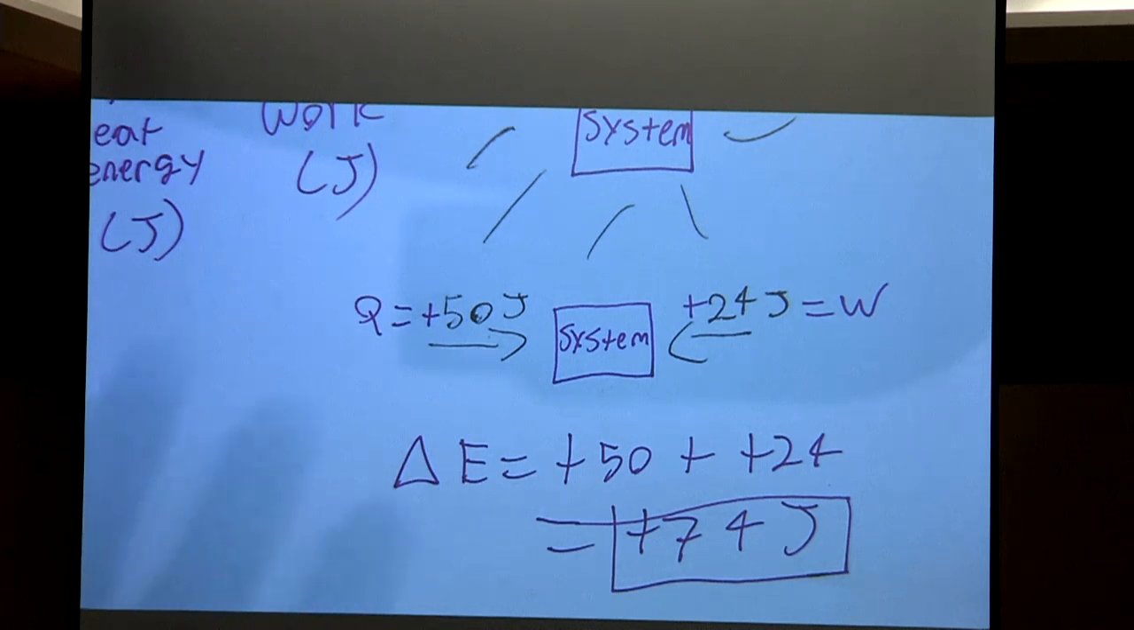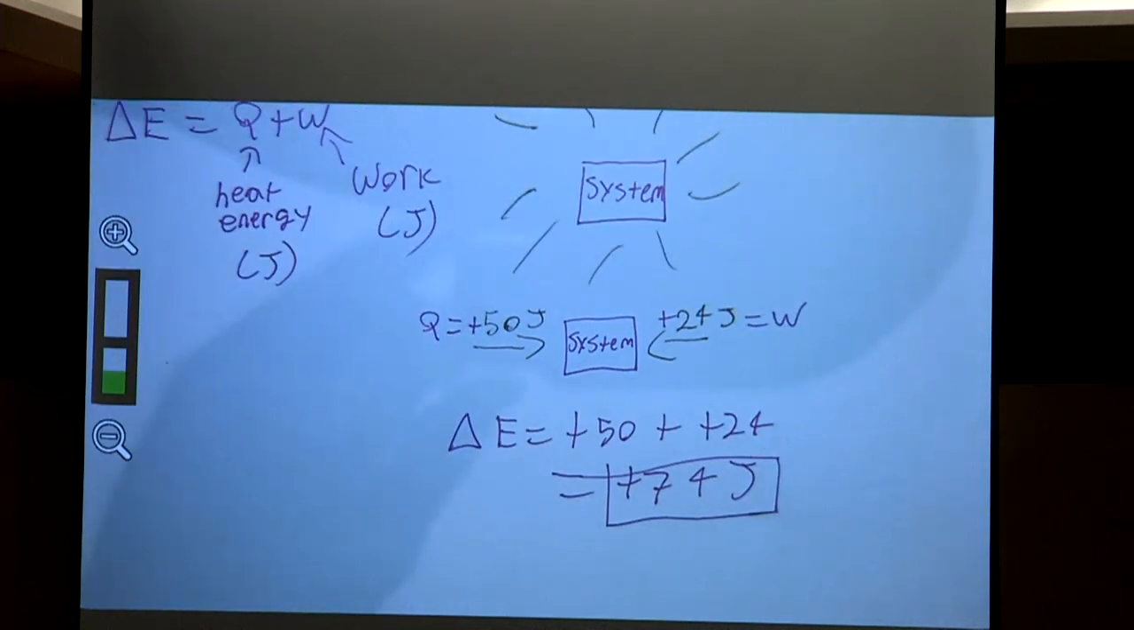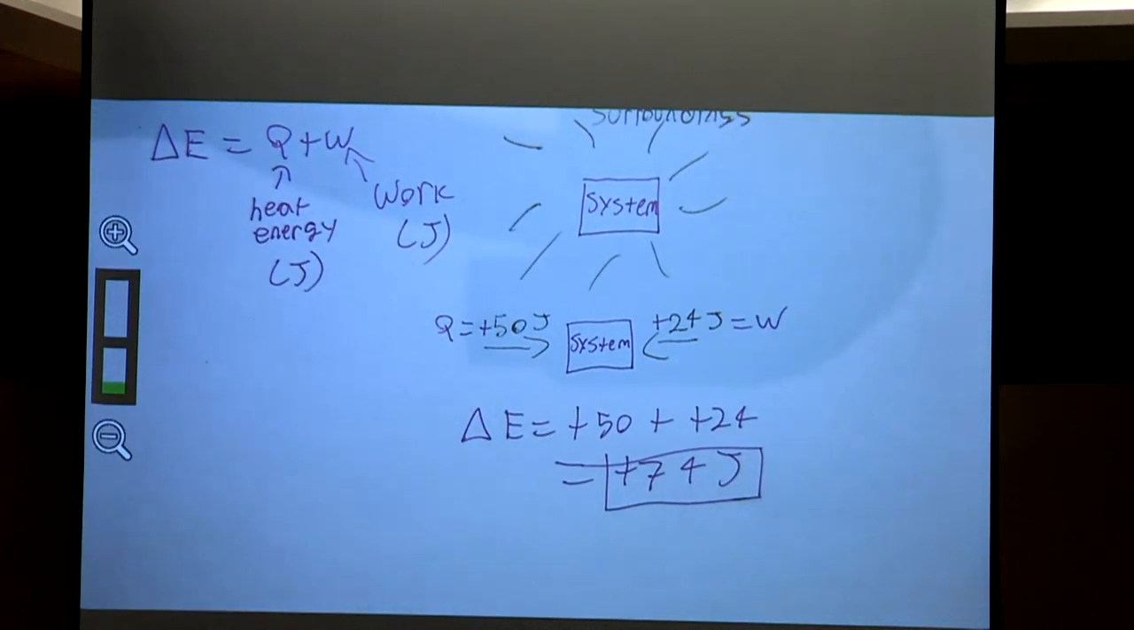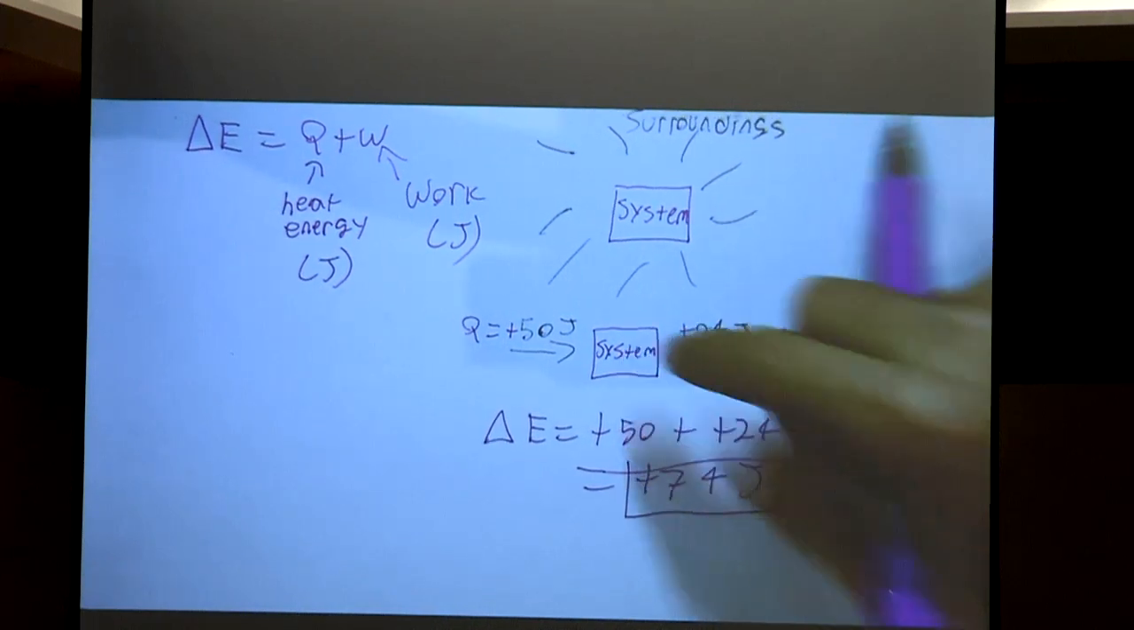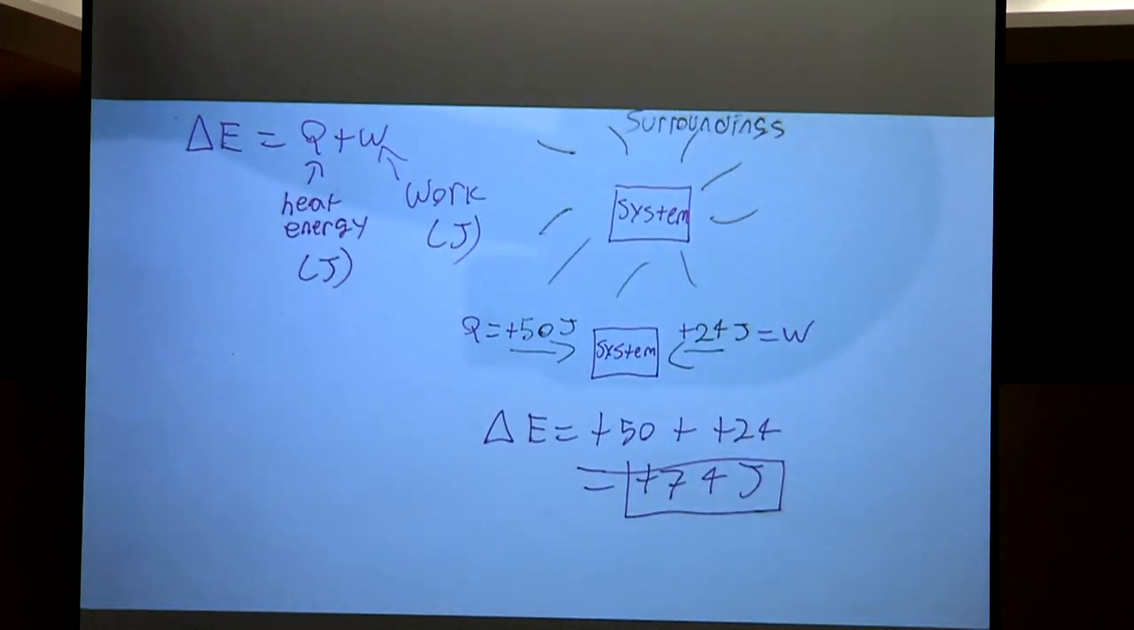All right. If it says something like releases 24 joules of heat or does 30 joules of work to the surroundings, those values are negative. If it's to the system, it's positive. Any questions on delta E? All right.